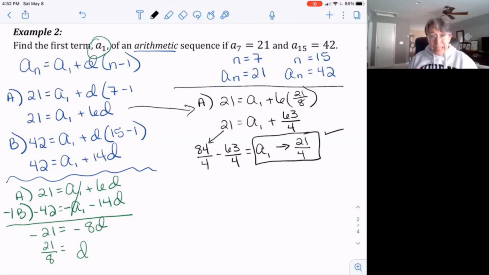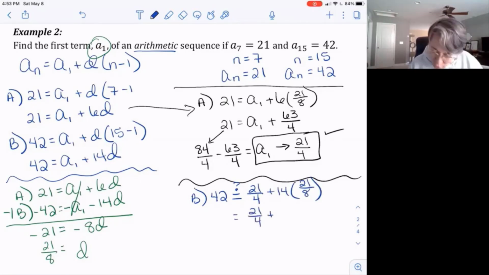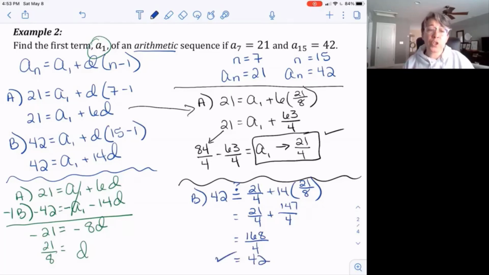We can always check it by putting it into equation B just to make sure that it works. Equation B, we want to see if it does in fact equal 42. So we had 21/4 as our a sub 1 plus 14 times 21/8, which is our d. So we get 21/4 plus 14 times 21/8, which reduces to 147/4, which is 168/4, which does in fact reduce to 42. So we found our first term.